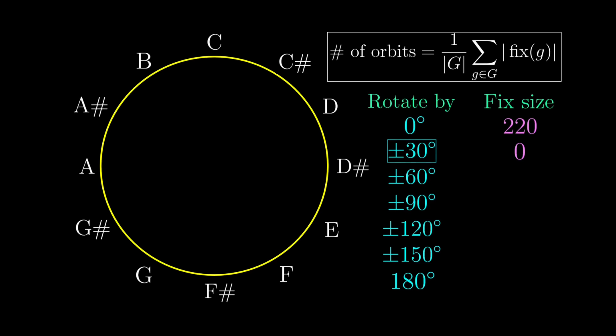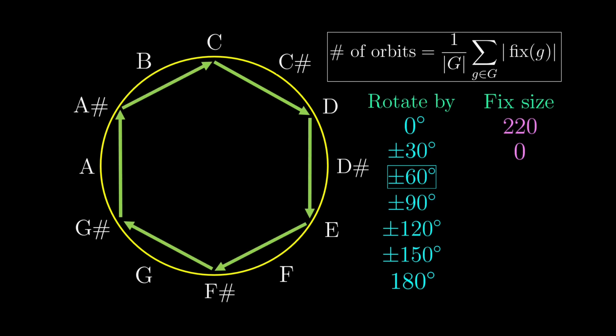For 60-degree rotations, C will go to D, so if C is chosen, D must be chosen as well, and so are E, F sharp, G sharp, and A sharp. But we only need to choose 3 of them, so we cannot choose the C note. If C sharp is chosen, D sharp must also be chosen, and in a similar way, the other 6 notes have to be chosen as well. So actually again, the 60-degree rotation does not fix any trichords.